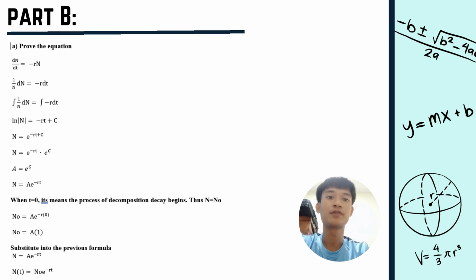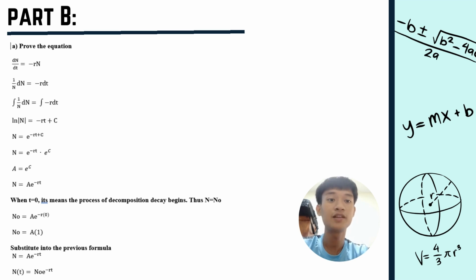Next up, part B, question A. Same as part A, question A, they ask us to prove whether the formula is a separable equation or not. They've given us dN over dt equals negative rN. N is the amount of the drug in the body, t is time, and r is a constant.